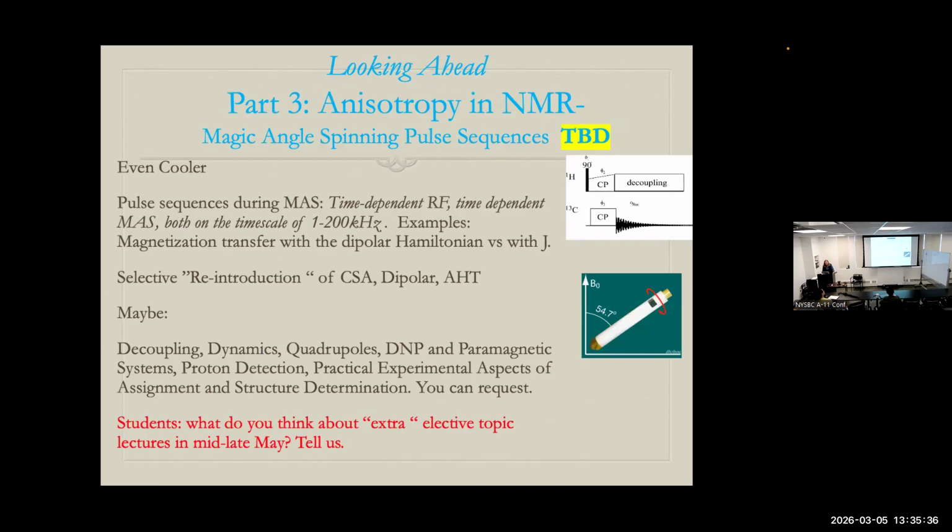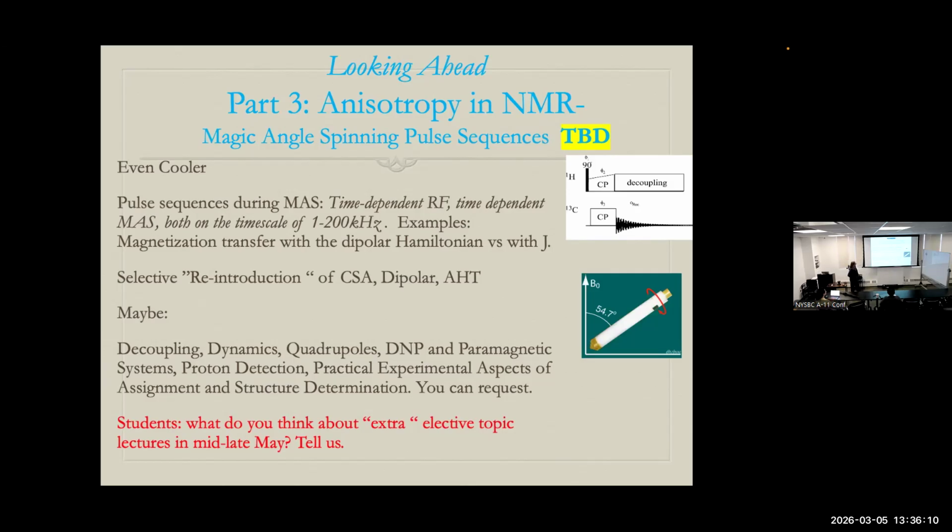At a time TBD, I don't know when, there's an even better topic coming up, which is what happens if you have pulse sequences during MAS? In other words, your spatial terms are time dependent. So your instantaneous frequency is time dependent. But now you're chasing that moving object with an RF pulse. And the RF pulse is also time dependent. And so what is the proper way to synchronize these two things? It's a big playground. And some very smart people have thought very deeply about it.